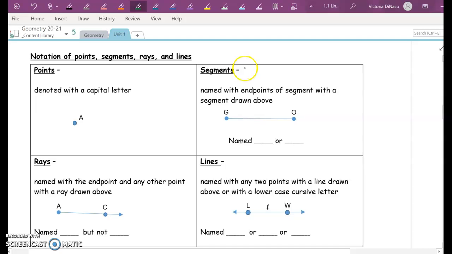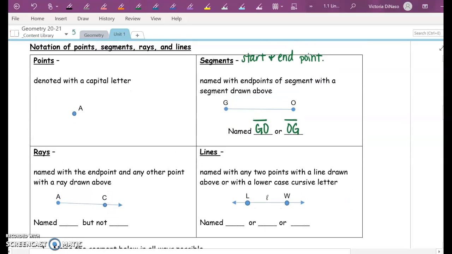Segments have a start and an end point. So they start and end at definite points. We name a segment with the endpoints. So for this segment, we can call it GO, or we can call it OG. If you notice, it has a little line above the 2 letters, depicting that we have a segment.